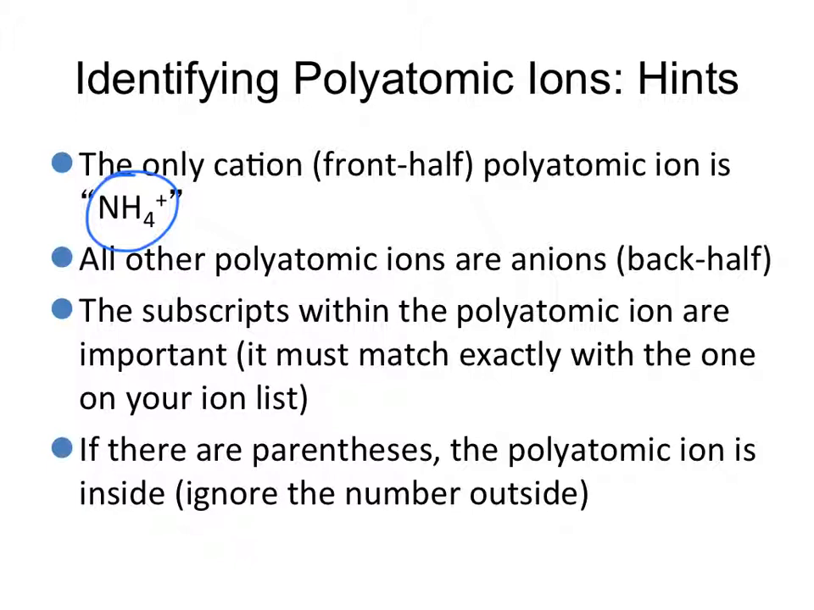They're the anions. The subscripts within the polyatomic ion are important because they must match exactly with the ones on your ion list so that you can decipher the name. And if there are parentheses in a chemical formula, the polyatomic ion will be inside. You do want to ignore the numbers on the outside.